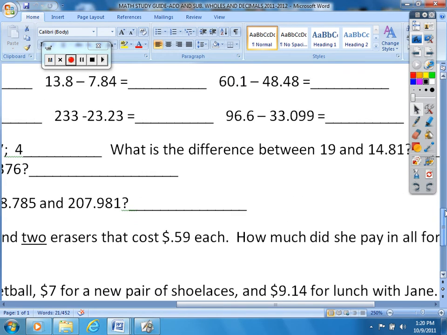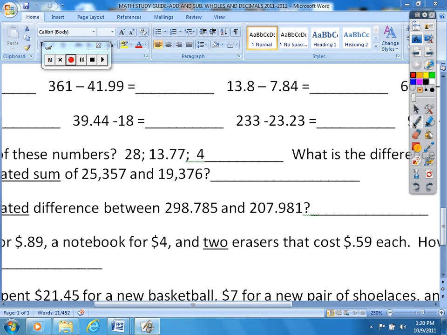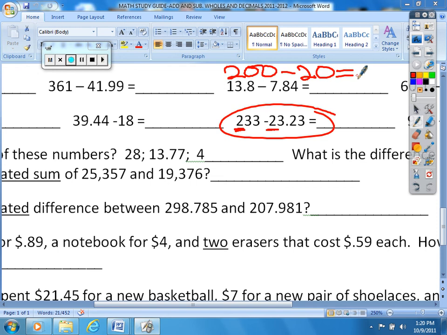Let me do one more. Let's do 233 minus 23 and 23 hundredths. All right, here's my estimate. Real quick, real short, real sweet. Leftmost digit: 3 doesn't change the 2, so I've got 200. Very easy. The 3 doesn't change the 2, so I've got 20. So my estimate is around 180. That's good enough.